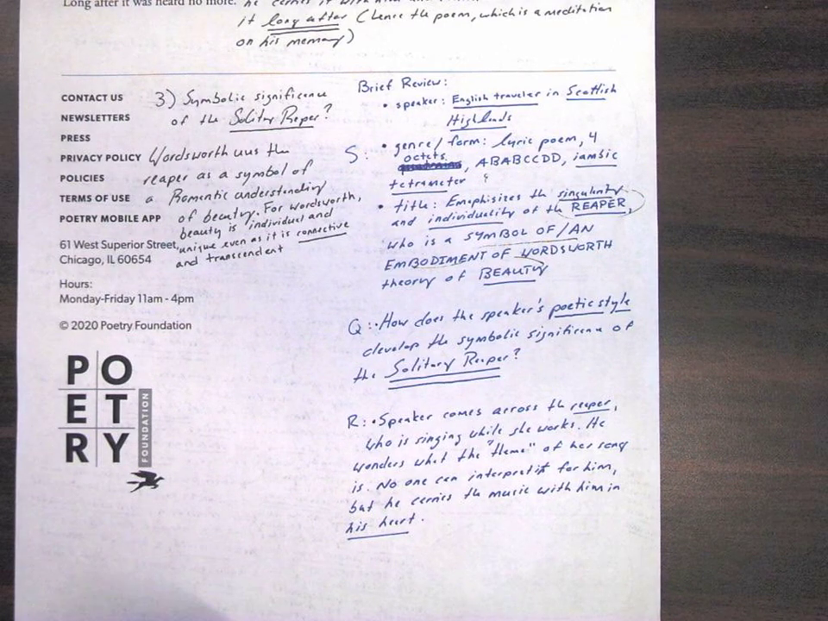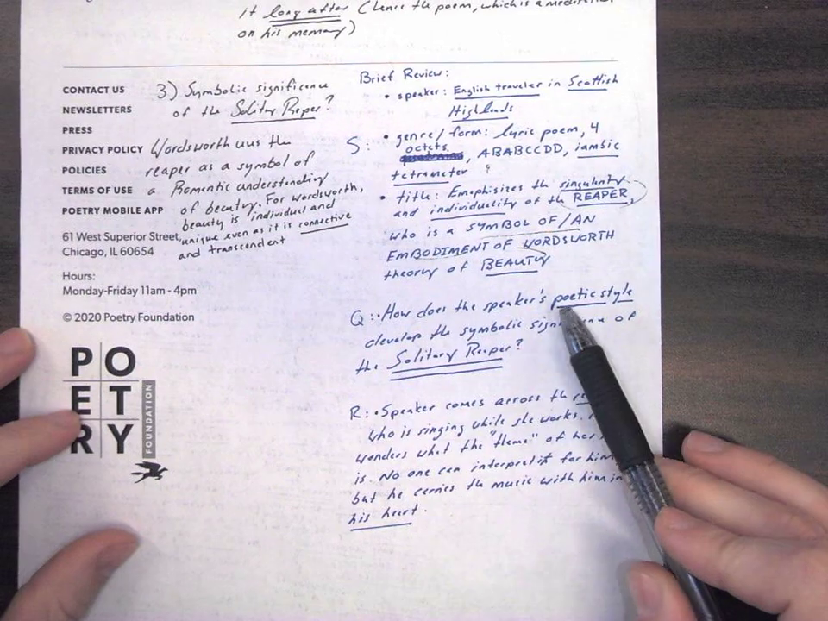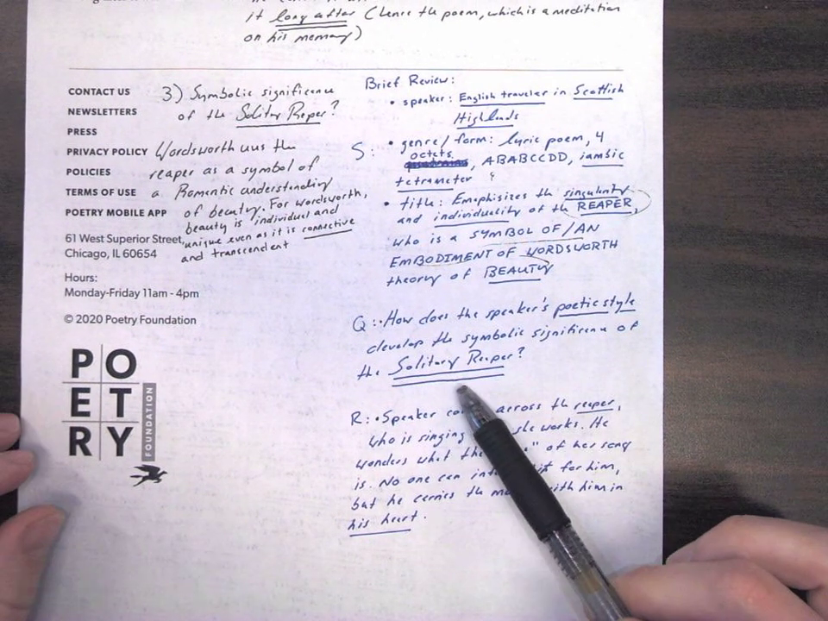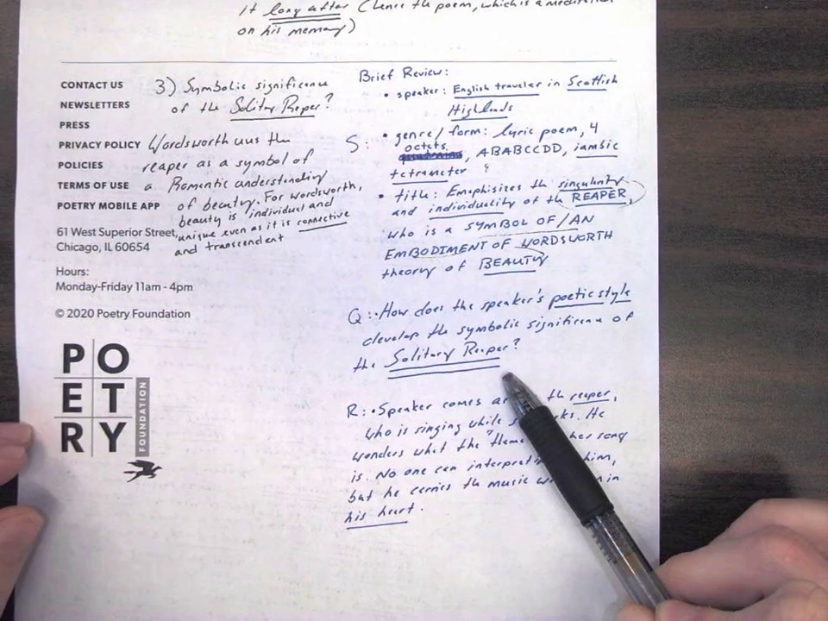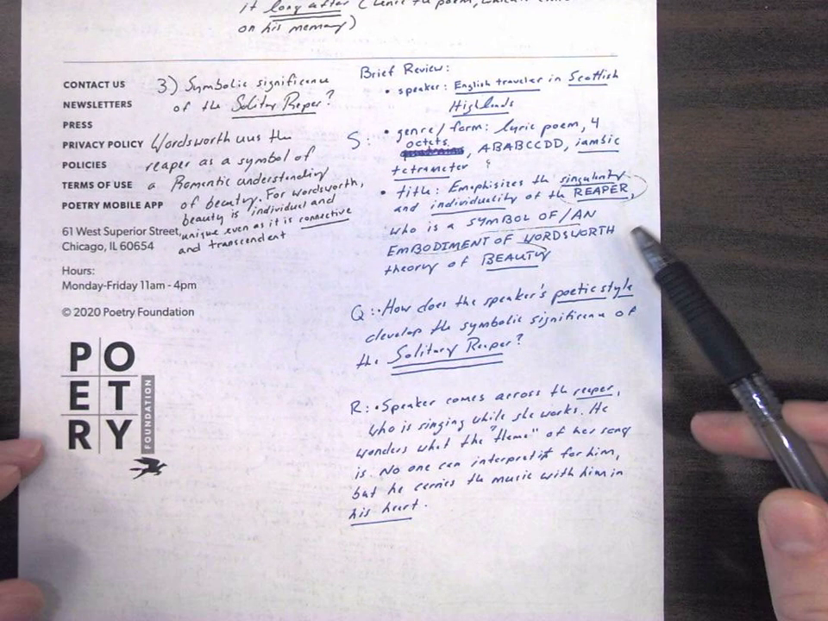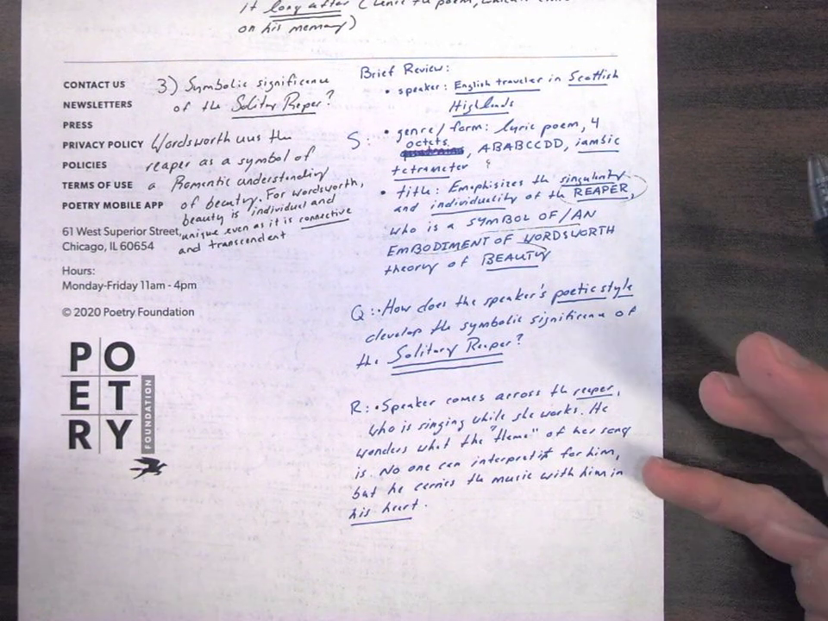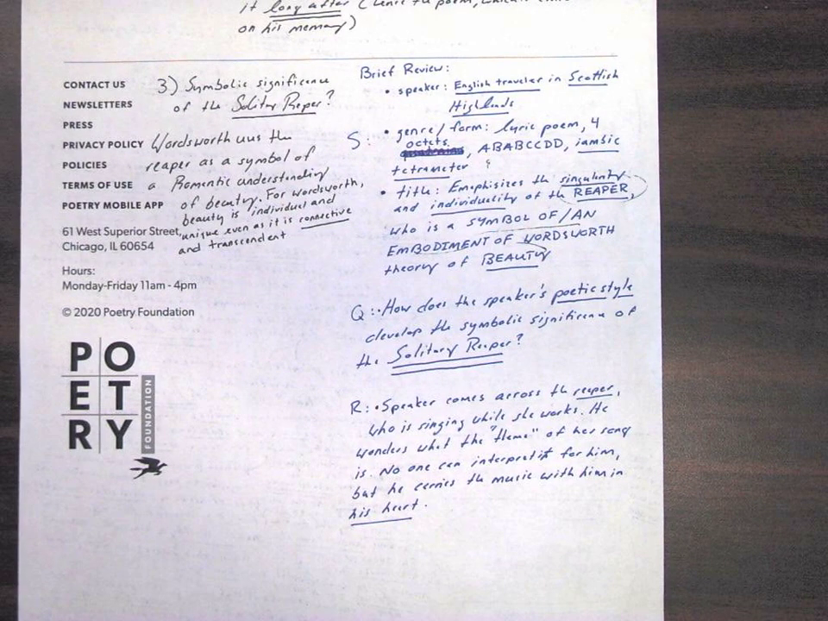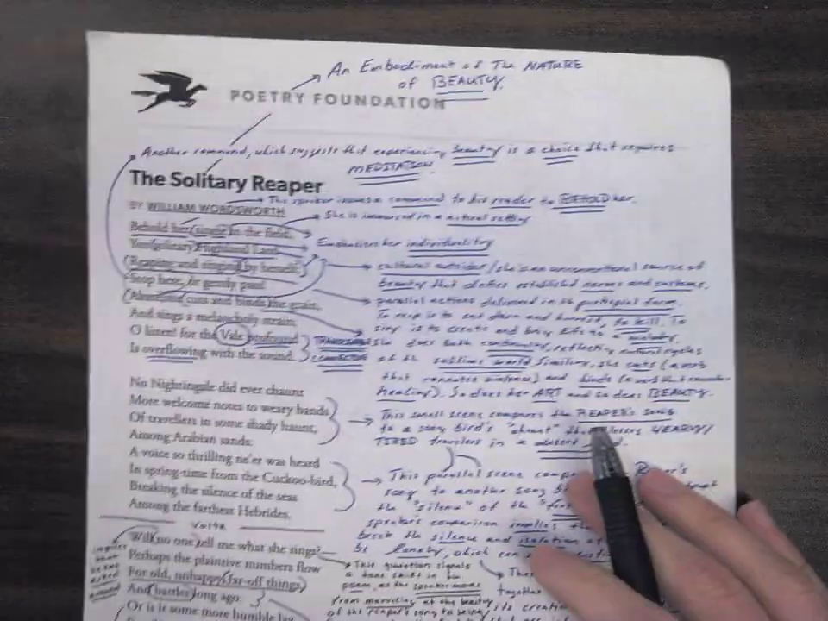Okay, today we are going to be answering this question: How does the speaker's poetic style develop the symbolic significance of the solitary reaper? So what is Wordsworth saying about beauty? What is he saying that is at the core of the nature of beauty? Well, let's go ahead and return to the poem.